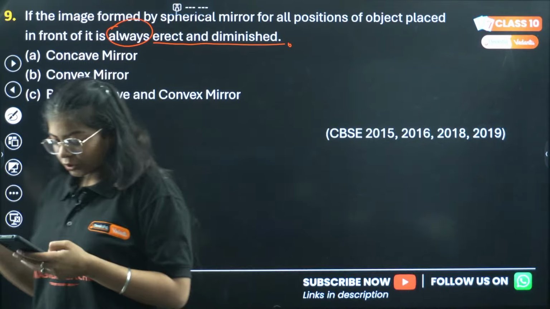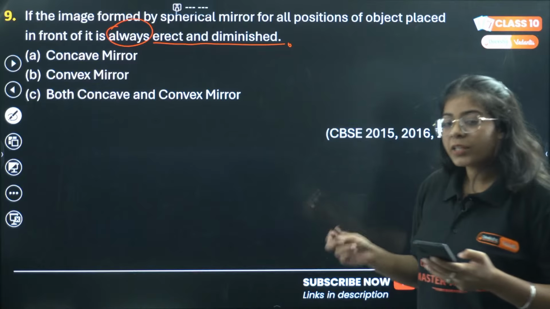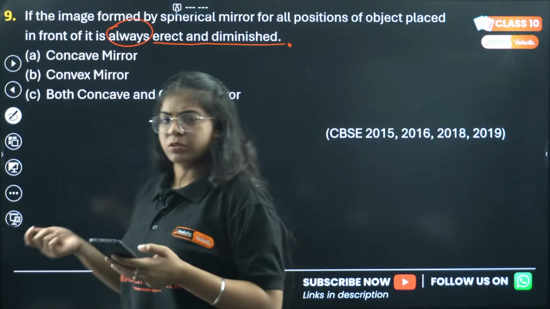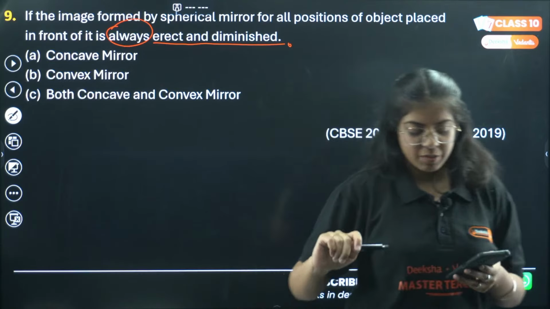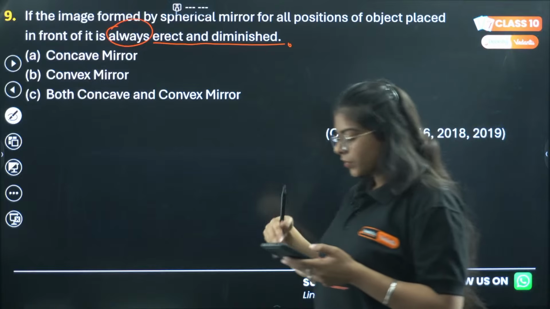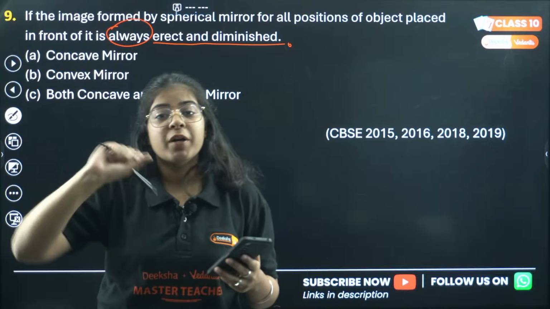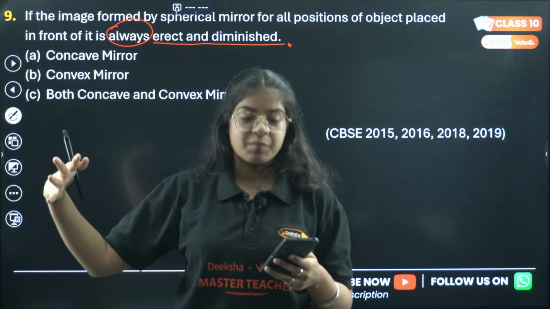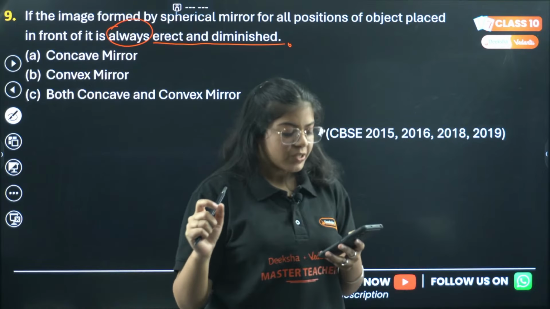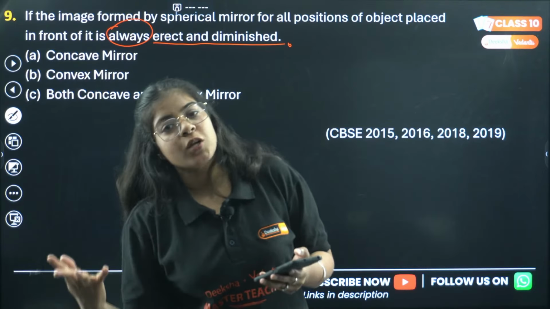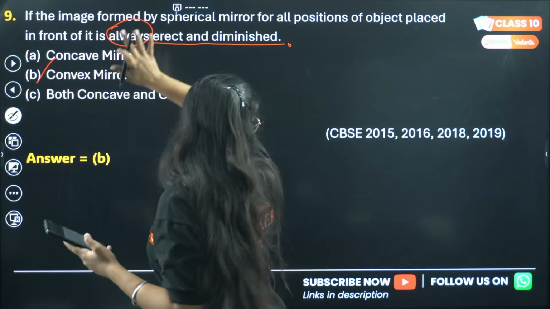Come on guys, what's the answer to this question? Concave mirror, convex mirror, or both? Which mirror produces an erect and diminished image? Okay. We know concave mirror can produce highly enlarged image as well. So in this case, erect and diminished image can only be formed by convex mirror. So the answer for this is convex mirror.